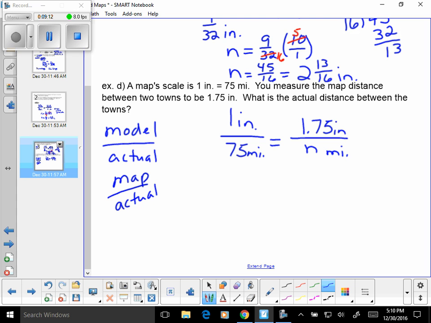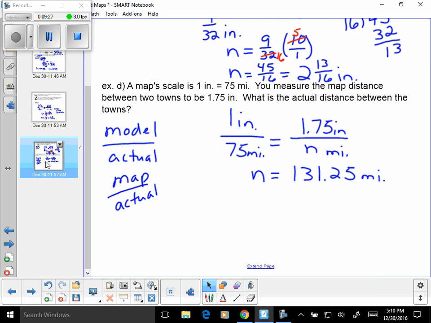I use my cross products. 1 times n is n. This time I am going to use a calculator. 75 times 1.75, and I will get 131.25 miles, the distance between the two towns. And that completes lesson 5-7, scale models and maps.